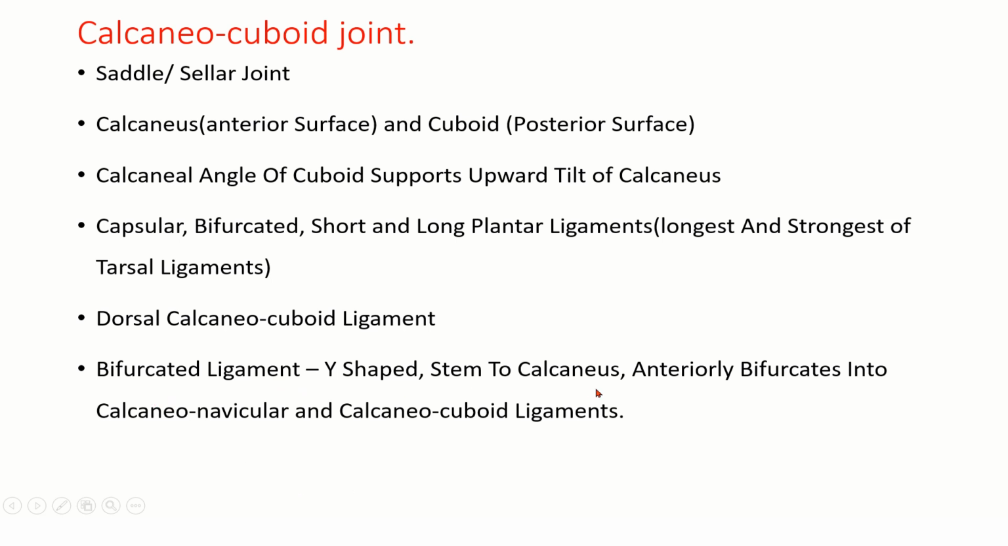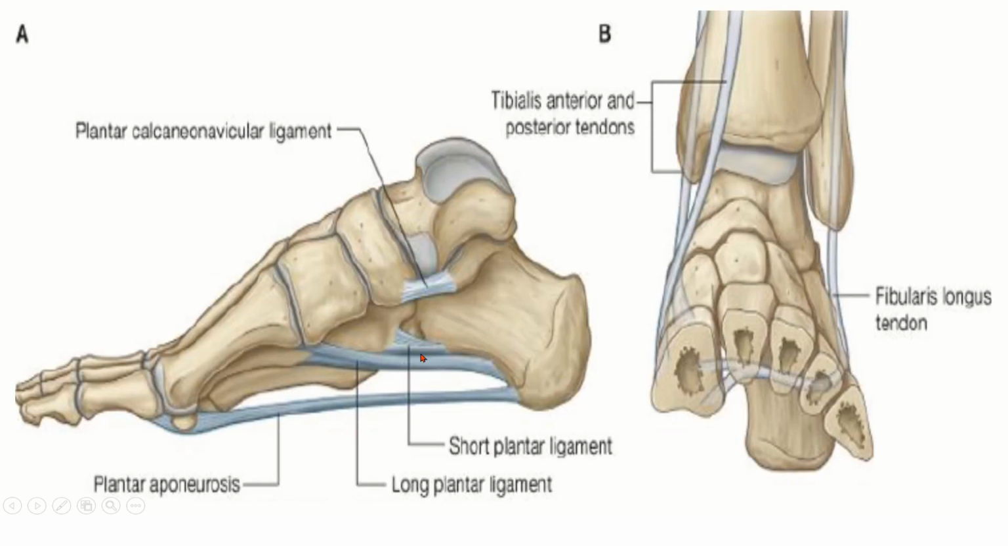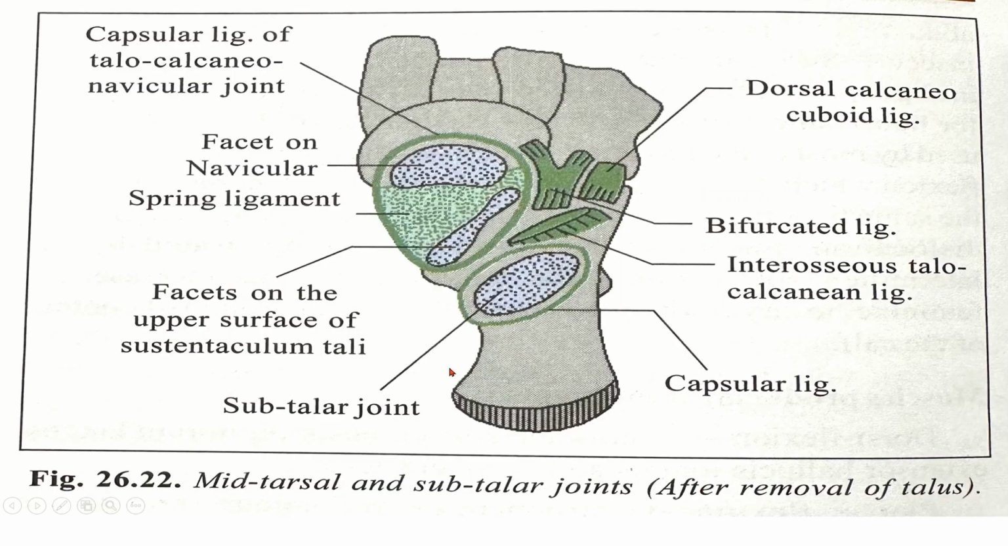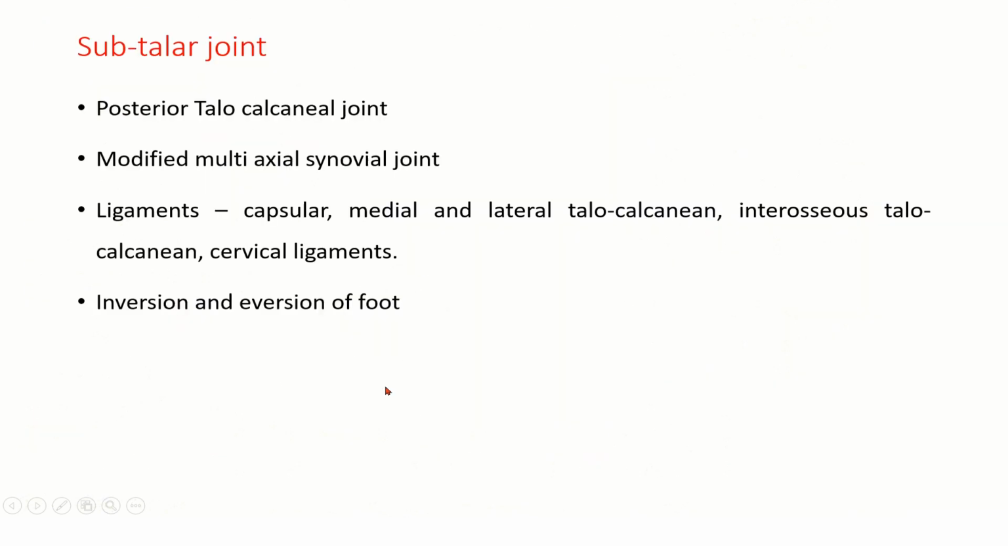The stem is attached to the calcaneus. Anteriorly, it bifurcates into calcaneo-navicular and calcaneo-cuboid ligaments, as I've shown in the earlier diagram. You can see here this is the plantar calcaneo-navicular ligament as well as spring ligament on the medial side, and you can see here the long and short plantar ligaments. So this is the bifurcated ligament, this is the dorsal calcaneo-cuboid ligament, this is the interosseous talocalcaneal ligament, which we are going to deal with in the subtalar joint.